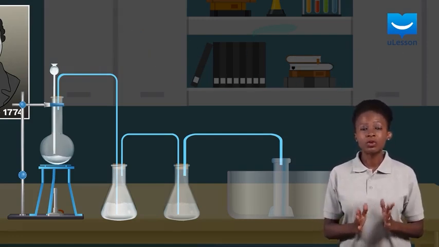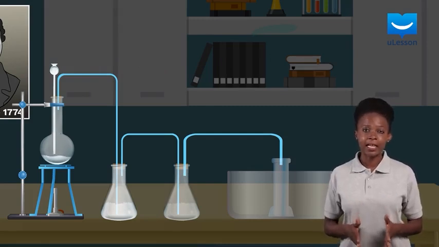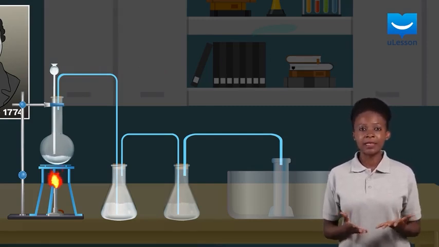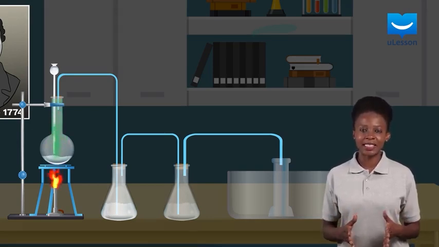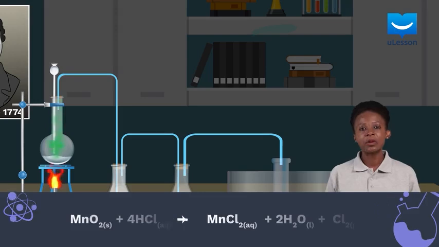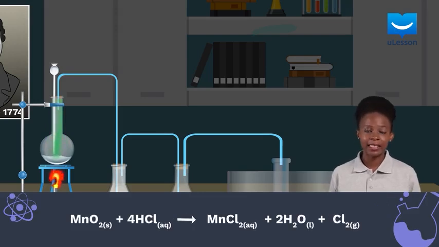Now that we have the two reactants placed in the flask, the next step is to heat the mixture in the flask. On heating, you'll observe the formation of a greenish-yellowish gas. Here is the chemical equation for the reaction in the flask.